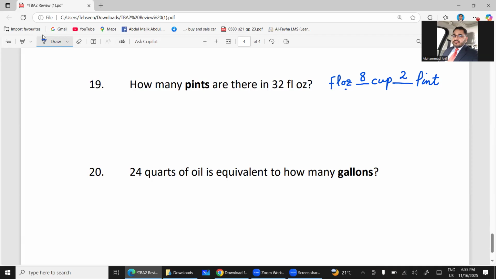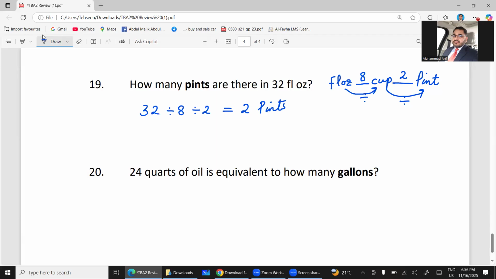As fluid ounce to cup, we need to divide. Then cup to pint, again we need to divide by 2. Here 32 fluid ounces to cup, divide by 8. Cup to pint, divide by 2. 32 divided by 8 is 4. 4 divided by 2 will be 2 pints. This is the answer.